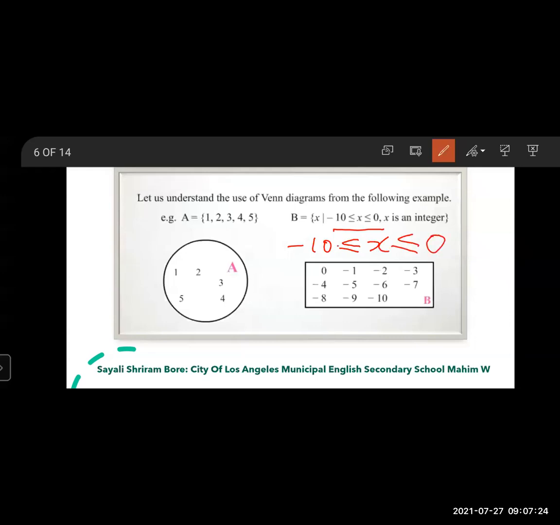Students, when this equal to sign comes, this is less than or equal to, this is greater than or equal to. So when the equal to sign comes, that means the first and the last number, both sides have the equal to sign. So you have to include these numbers when you write it in the listing method, and this comes in the rule method, because here a variable is used. In the rule method we are using the variable.